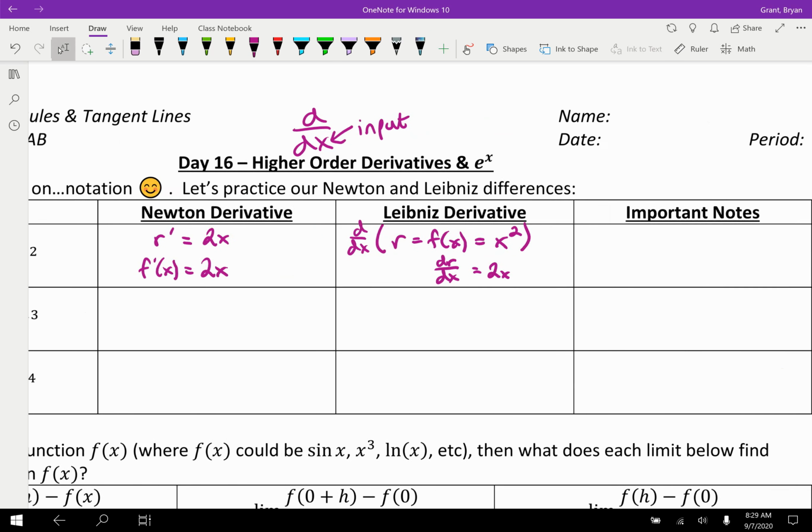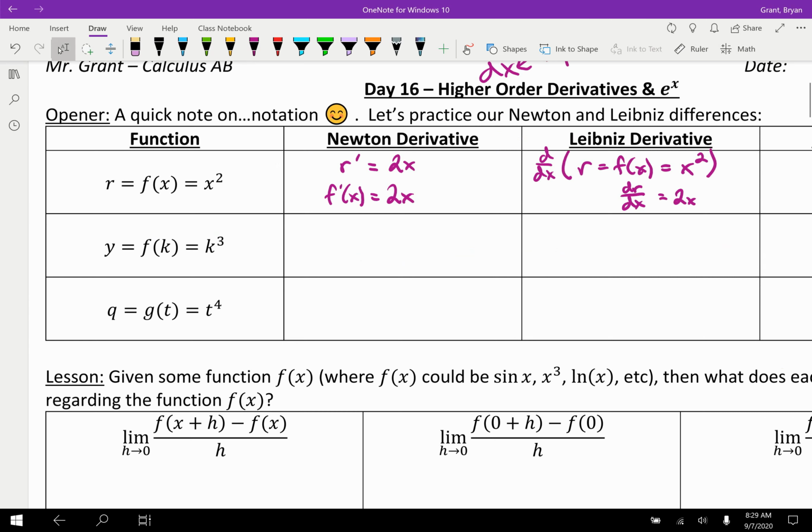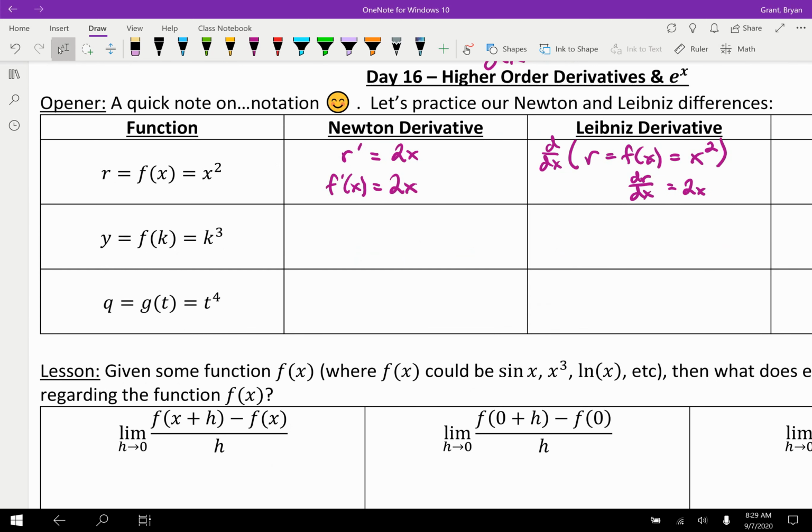And you can take any notes, of course, over on the side. So why don't you go ahead and pause, try the other two, see if you can understand that notation. It's nothing too crazy, and then we'll move on to our lesson.